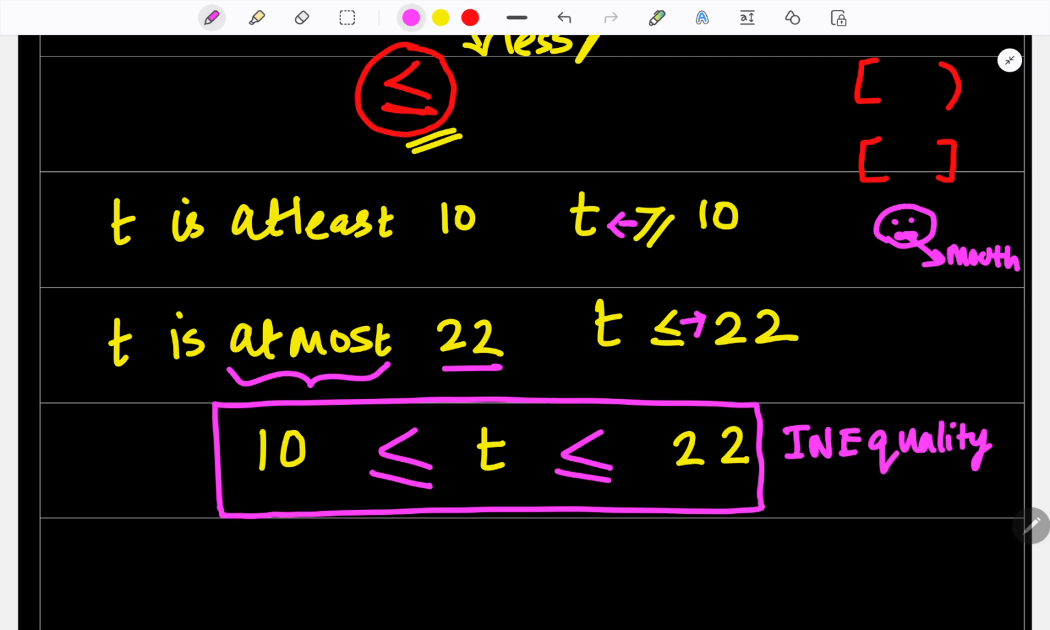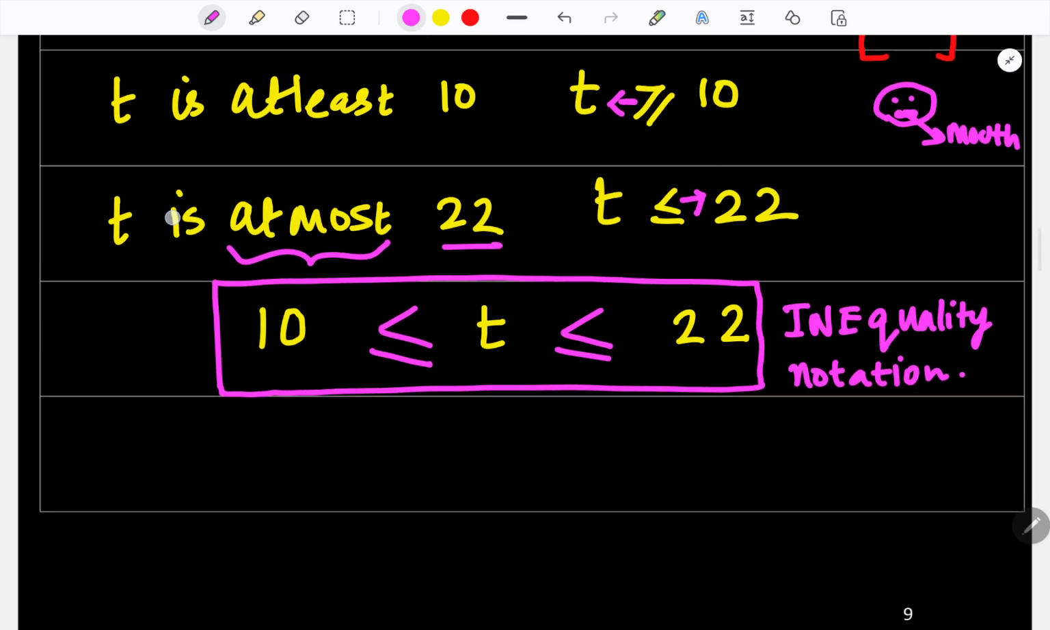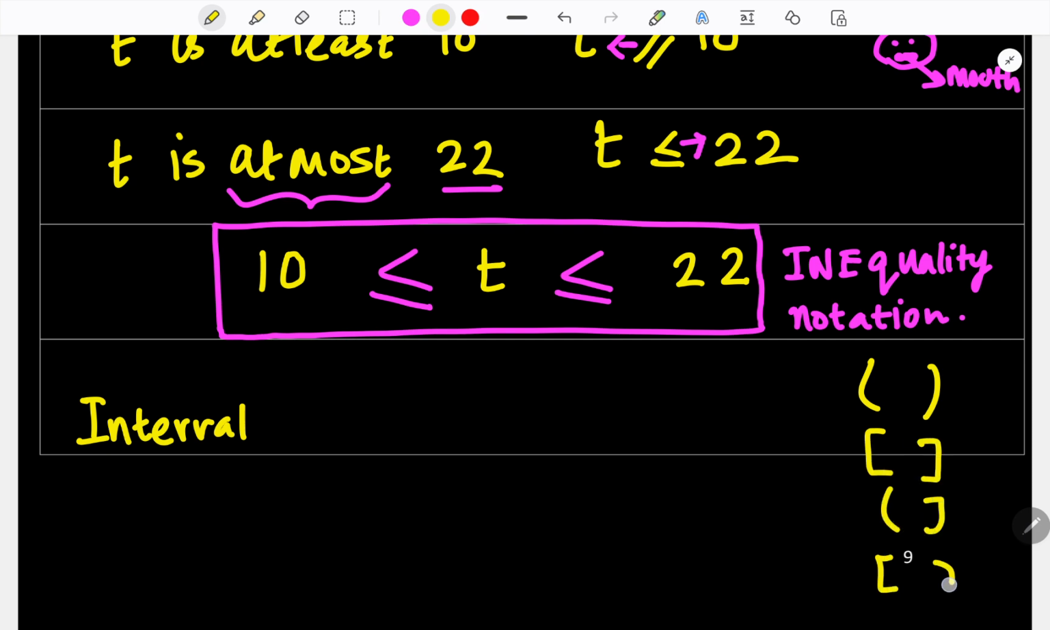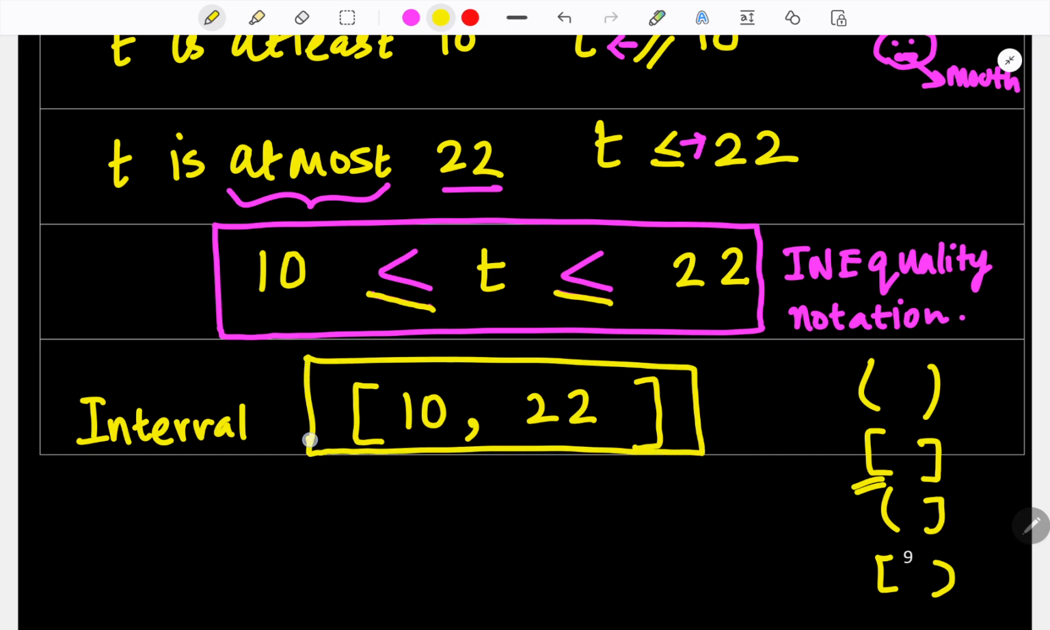Inequality notation. Notation means the way of writing. Inequality notation. Right. Now the next one is we are going to write interval notation. So interval means this or this, this or this. See here, there is a less than or equal to, less than or equal to. It means I told you this bracket and this bracket. Here number 10 and here 22. So this is called interval notation. Very, very easy. Clear all of you?